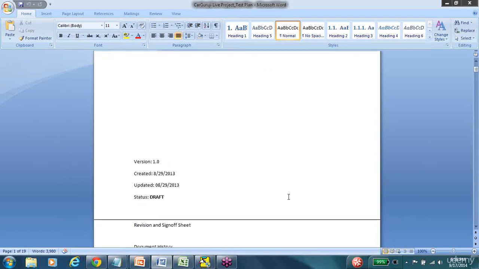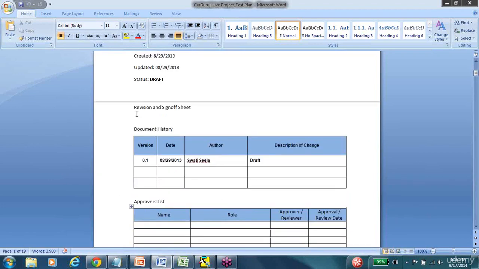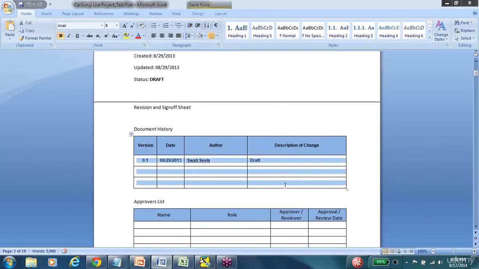So this is a draft. Test plans most of the time are in the status of a draft because, as I said, they are dynamic documents and they keep getting updated. Now here there's a revision and sign-off sheet. So every time a change is being made, a log is maintained to see what kind of change has happened, who has made that change, on what date, and if a version change happened to the overall document. All of that is tracked through the document history.